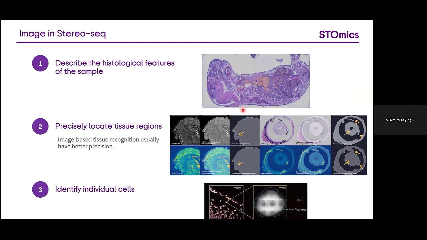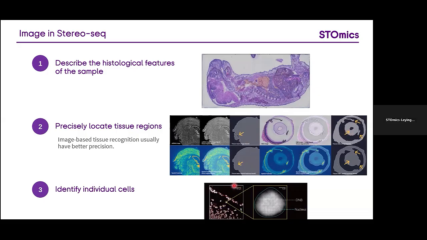Image data plays a pivotal role in delineating tissue boundaries. For example, as shown on the slides, the upper row demonstrates how we identify tissue boundaries from the image, and the lower row shows the corresponding spatial matrix result. The image-based recognition is more precise in defining these boundaries. We can see here and also this eyeball data.